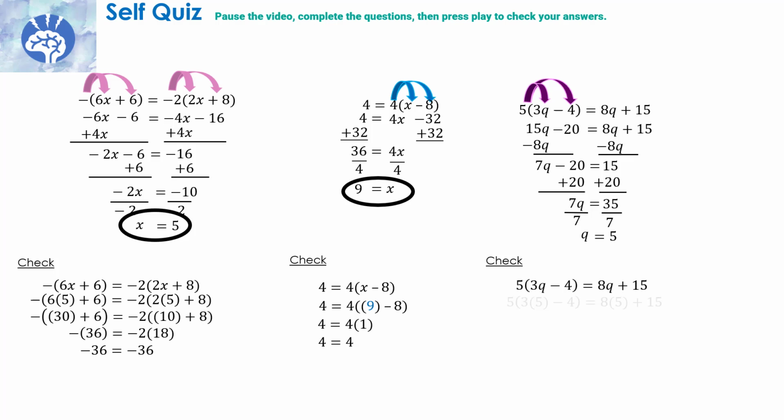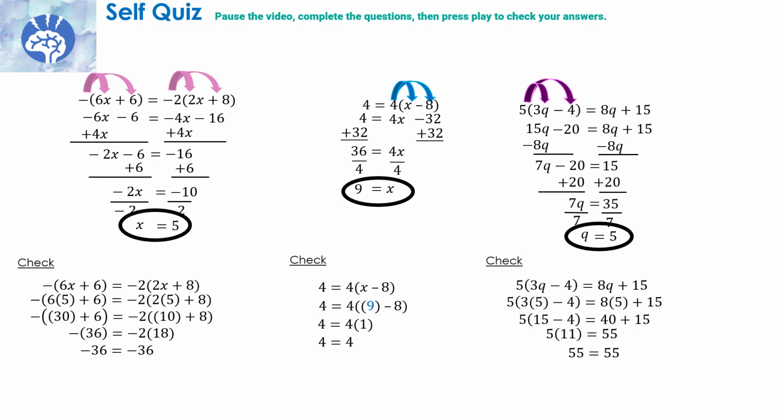Let's check it though. What we do next is we put 5 in for our variable. On the left side of the equal sign, we need to do what's in parentheses first. So 3 times 5 is 15. On the right side of the equal sign, 8 times 5 is 40. 15 minus 4 is 11. 40 plus 15 is 55. 5 times 11, woohoo, we did it, is 55. So yeah, q equals 5.